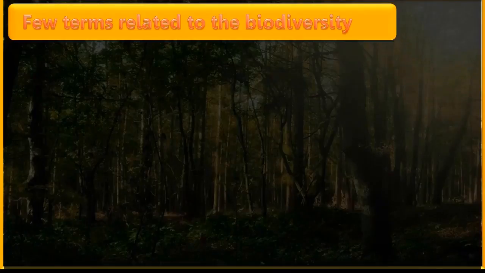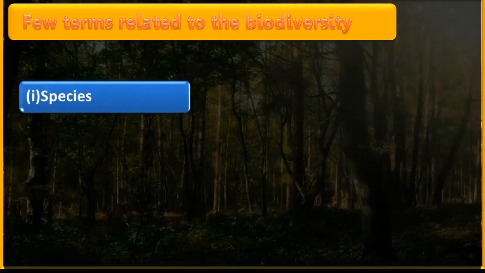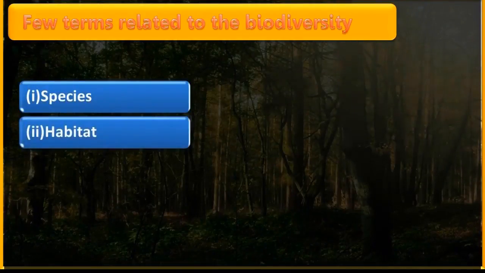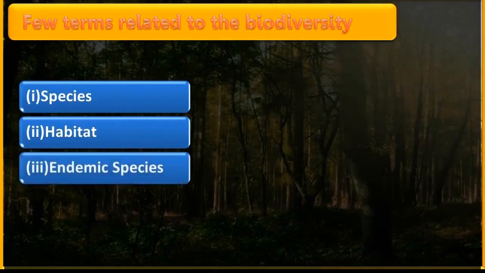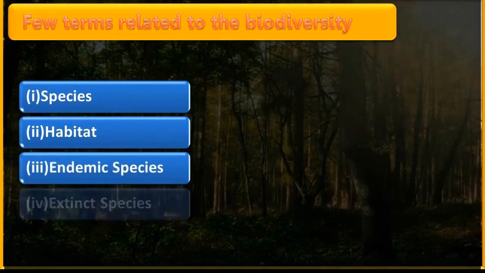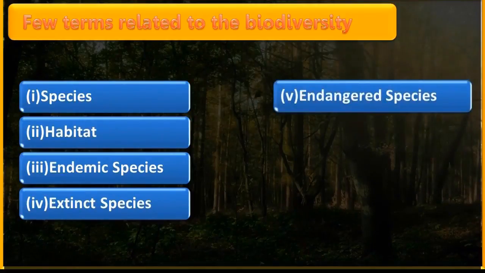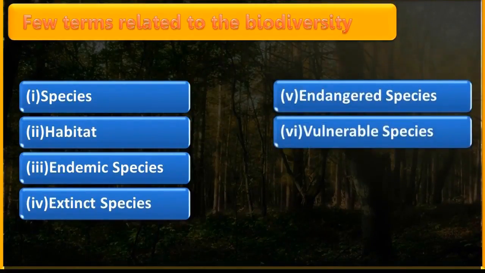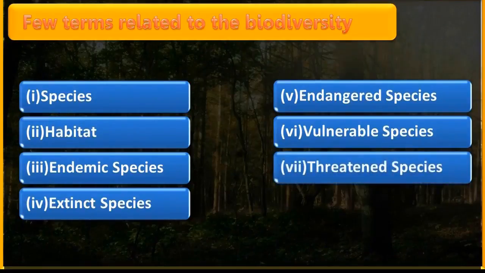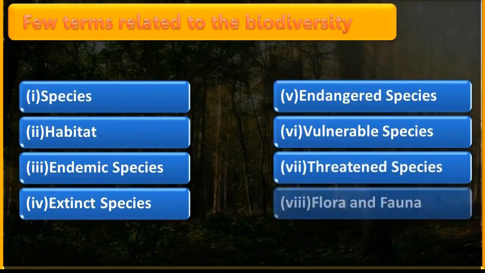Few terms related to biodiversity. Number 1, species. Number 2, habitat. Number 3, endemic species. Number 4, extinct species. Number 5, endangered species. Number 6, vulnerable species. Number 7, threatened species. Number 8, flora and fauna.